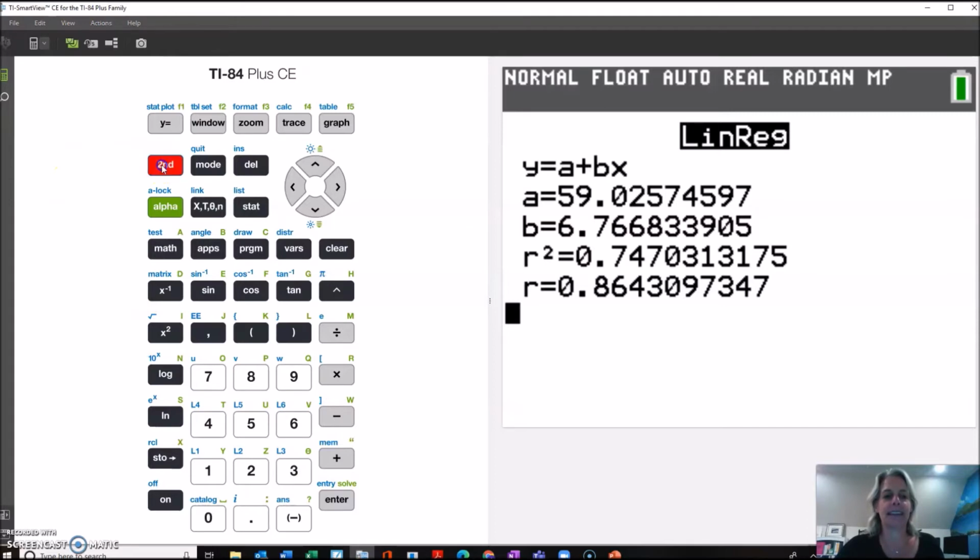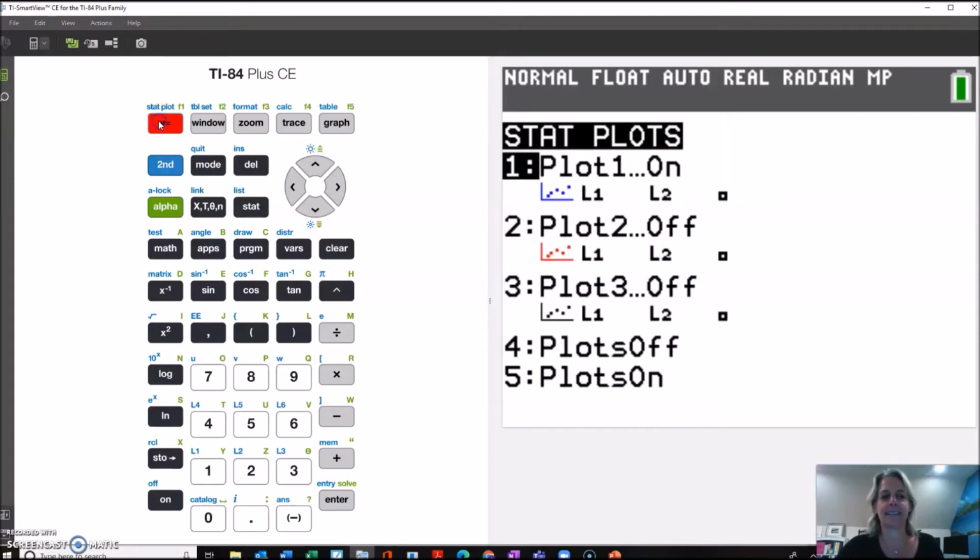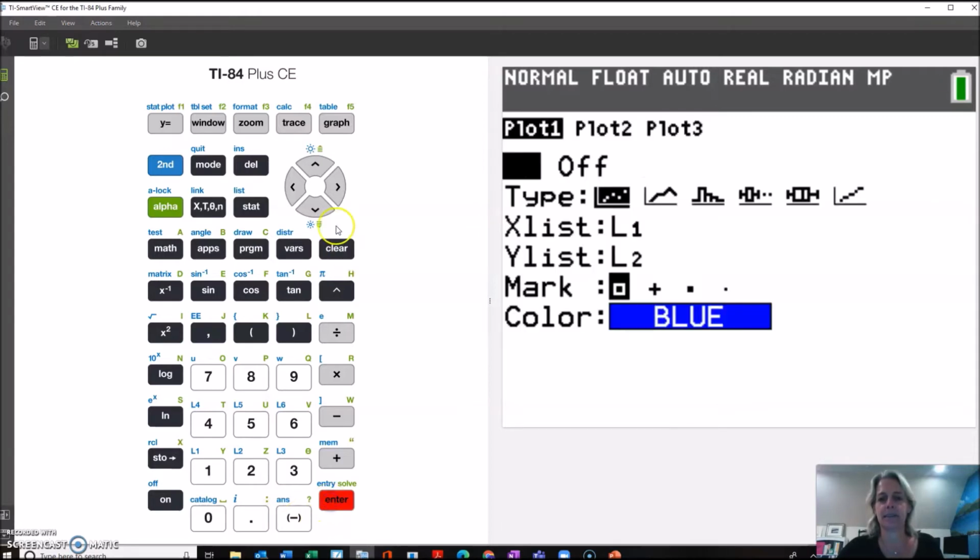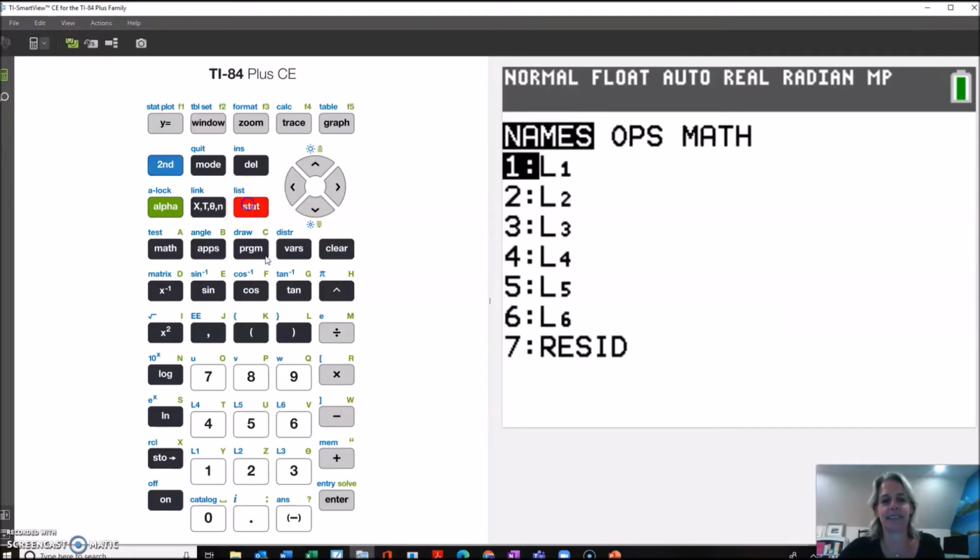Once I've done that, now I can go to Stat, change my stat plot, go to second Y equals, hit Enter, and I'm going to leave my graph a scatter plot. It's still a scatter plot, but what I'm graphing changes. I want to leave my X list as L1, list 1. My Y list, I'm going to change to residuals. So I'm plotting my X values against my residuals. So I'm going to click on second stat, second list, right above that.